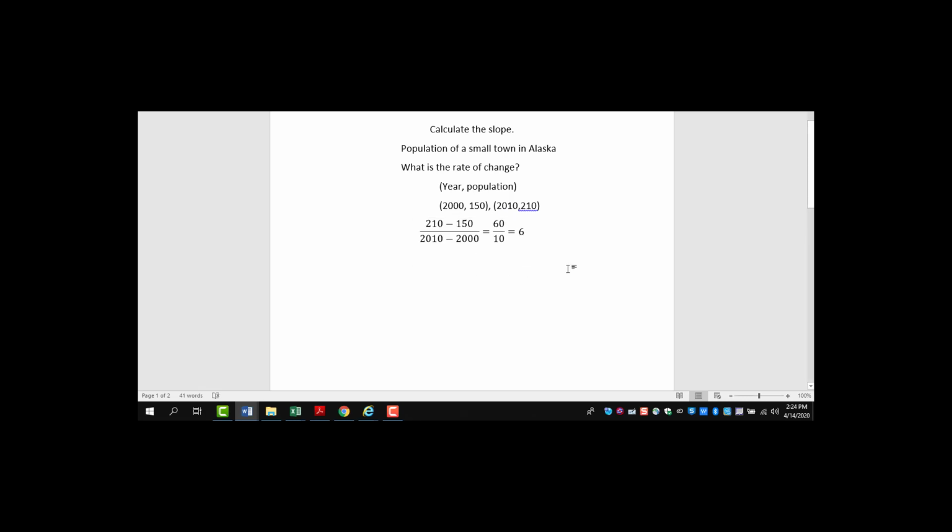Which equals 6. Still a ratio, though. It's 6 over 1. And what's the meaning of it? Think about it, and I'll put it up there. The real meaning, in words. So there's the meaning of it. The population of a small town in Alaska is increasing by 6 people output per 1 year. So that's 6 over 1.